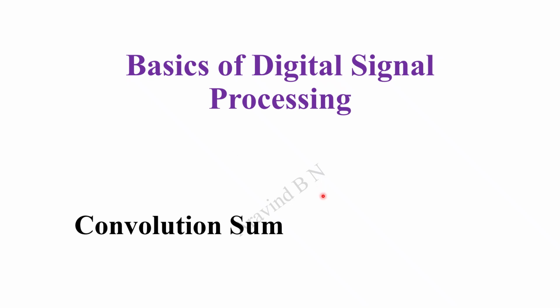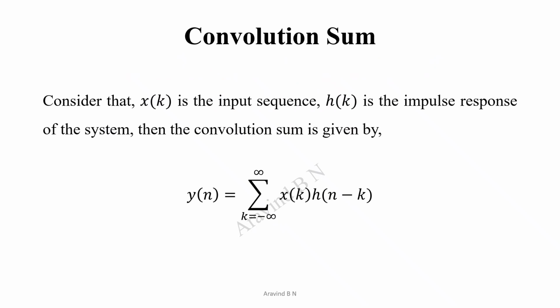In this session, we are going to understand the convolution sum. Now consider x of k to be the input sequence, and h of k the impulse response of the system. Then the convolution sum is given by y of n is equal to summation k is equal to minus infinity to plus infinity x of k h of n minus k. So in this case, all these are in the time domain representation.